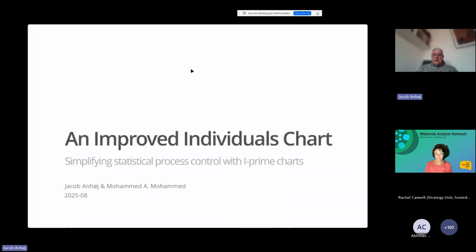It took me half a year before I read it, but then I was hooked because this new chart claims to be able to replace or at least support many of the traditional SPC charts. And what a relief if we could only need to learn one SPC chart in the future.